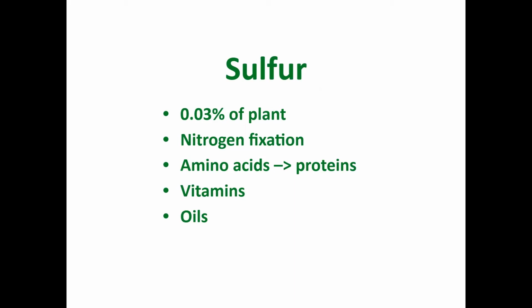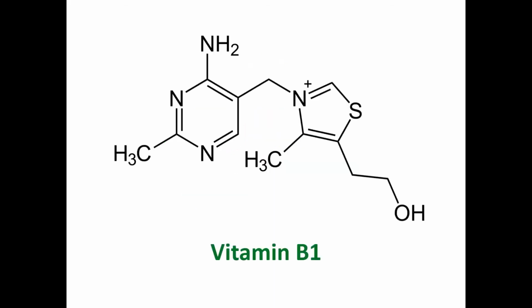Sulfur is also present in many kinds of vitamins and is used in oils as well. And here we have vitamin B1, where we have a sulfur molecule over on the side, and we still have nitrogen, hydrogen, a little bit of oxygen over here. So we see this over and over again, that plants and people are basically made up of carbon dioxide and water with some nitrogen mixed in.